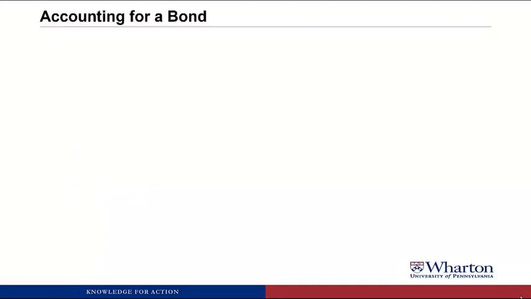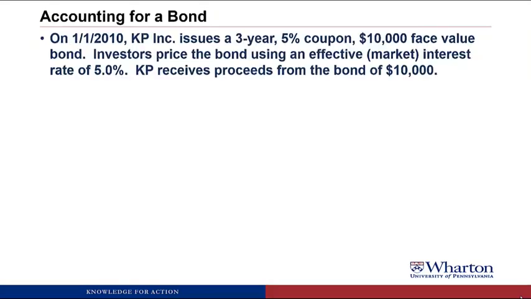Okay, so the example we're going to go through is on January 1st, 2010, KP Incorporated issues a 3-year, 5% coupon, $10,000 face value bond. Investors price the bond using an effective market interest rate of 5%, which means that KP is going to receive proceeds from the bond of $10,000.